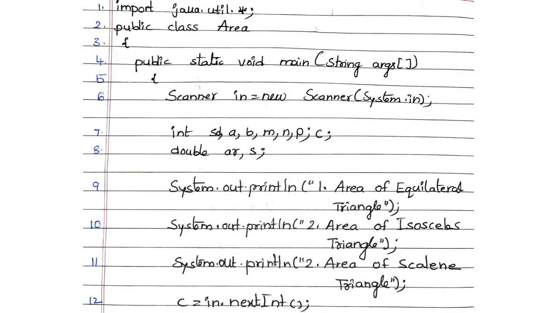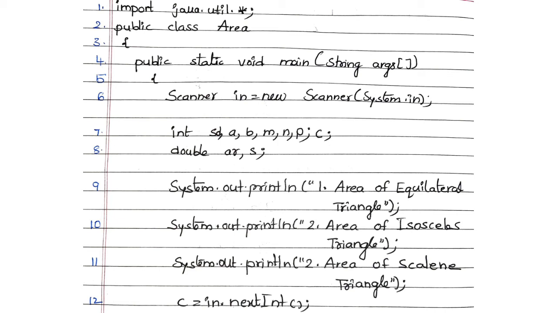Now come to the program. Here I have written the numbers for each statement. These are only for your understanding. Don't note them in your notebooks. The first statement is import java.util.*. Here I am including the package util to run the input and output statements.